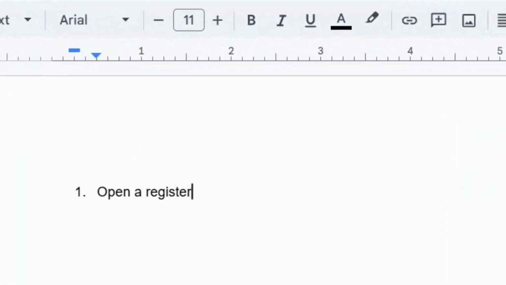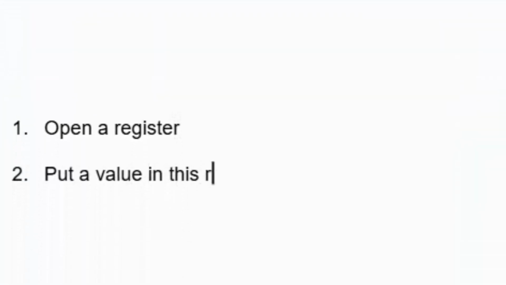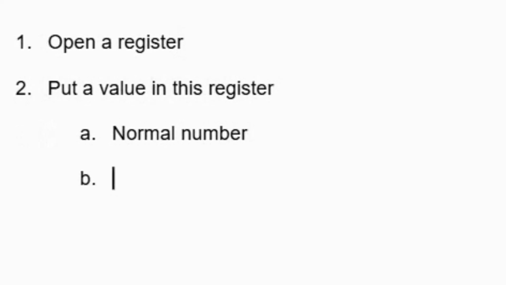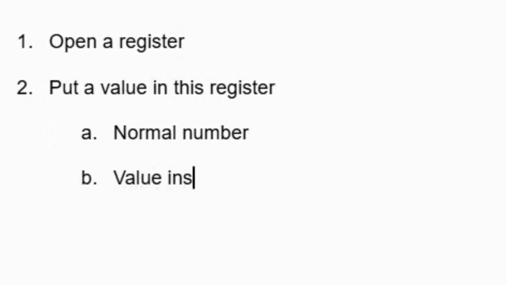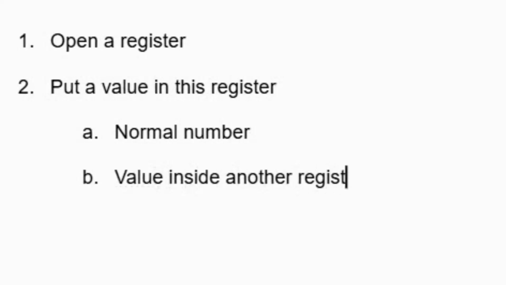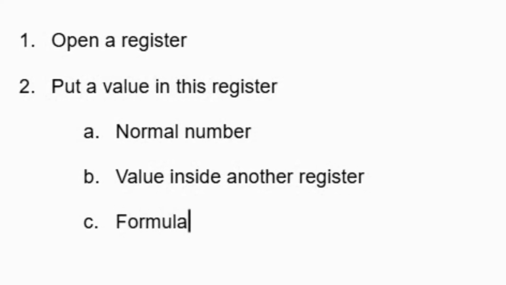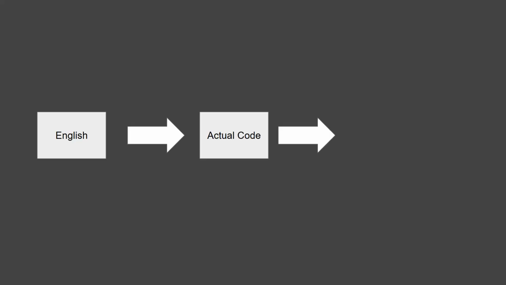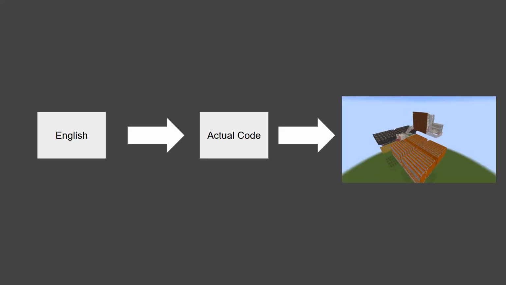First, I gotta open the register. Second, I put a value in this register. But there are a few ways to do this. As I've said before, I can enter just a normal number, the value inside another register, and a formula. And that's about it. Now, the real issue is translating these steps into actual code that my Minecraft computer can then use. So, how do I go about this?